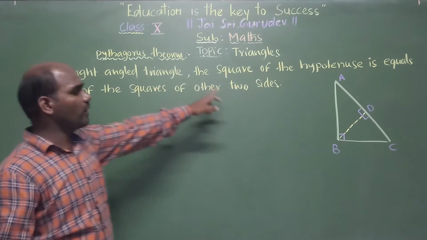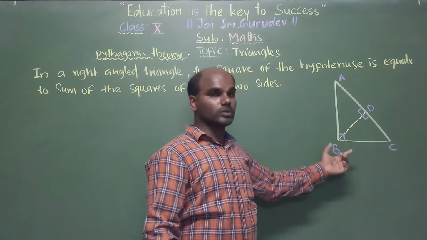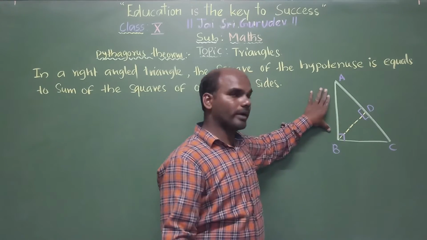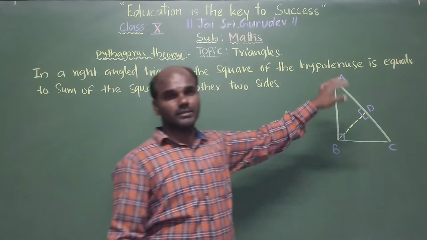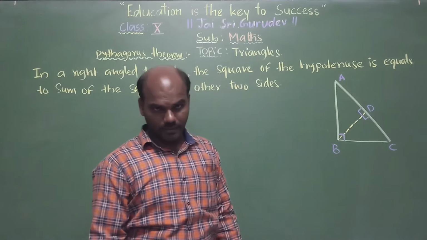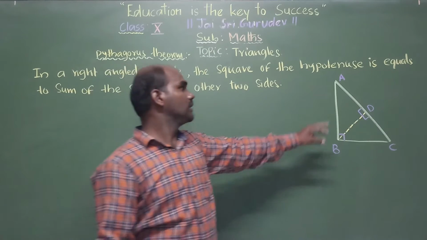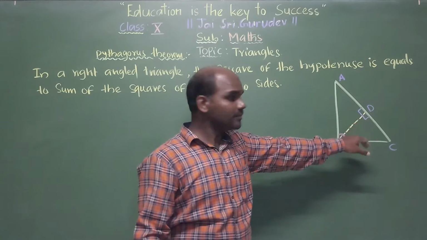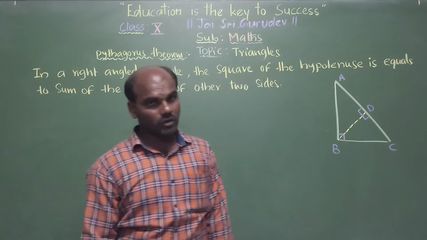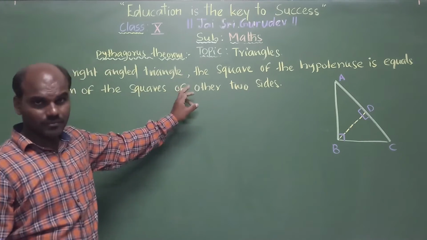the sum of the squares of the other two sides. What are the other two sides, children? That is AB square and BC square. Their sum is AB square plus BC square. That is what we are required to prove. What do we want to prove, children? AC square is equal to AB square plus BC square. We have to prove that, and you should understand the concept in it.